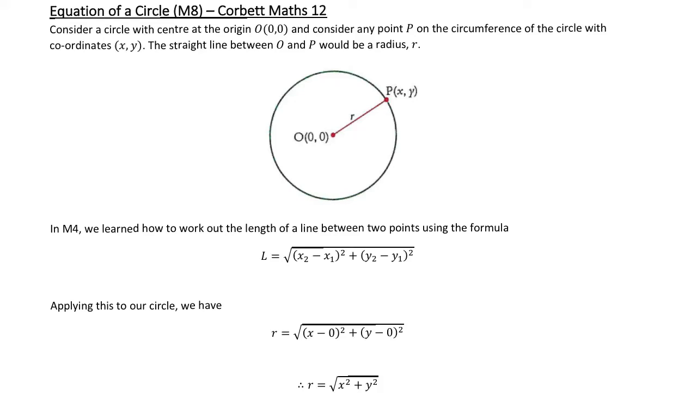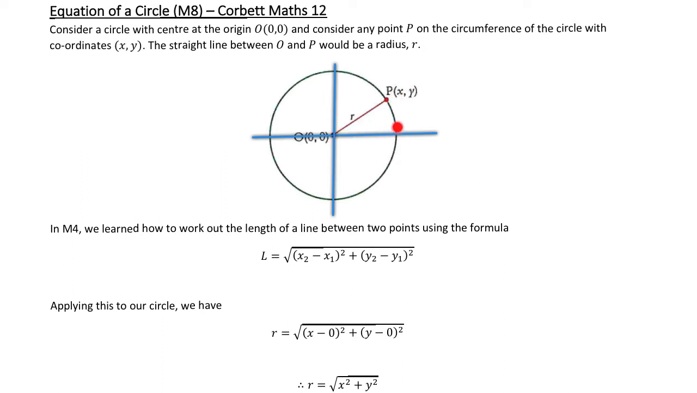Equation of a circle. Consider a circle with centre 0, 0, and consider any point on the circumference of the circle with coordinates x and y. So it's maybe not the easiest thing to see at the minute, but if I was to add on an x-axis and also a y-axis, then hopefully that will make things a little clearer. So 0, 0 is the centre of the circle, and each point on this circle is going to be of the form x comma y.